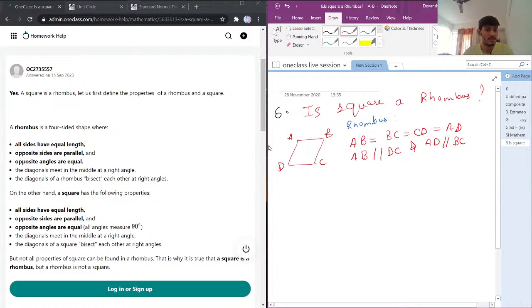Now, it is saying that opposite angles are equal. So basically, these angles are equal. I'll just write how. Angle ADC equals angle ABC, and angle DAB equals angle DCB.